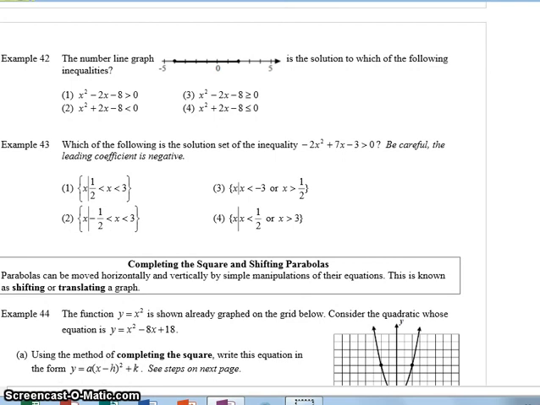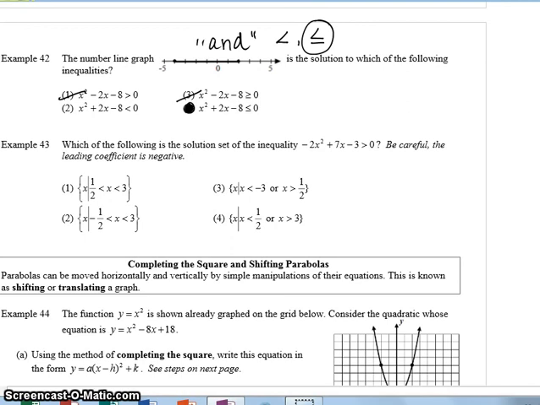Example 42. Okay, so right from the beginning, you can tell that they are connected, so it is an and. So, because it is an and, you know it has to be less than or equal to. So you can get rid of choice 3 and you can get rid of choice 1, okay? Then they're shaded, they're filled in, they're included, so it has to be the equal to one. Therefore, it's choice 4 and you didn't have to do any math work there, okay?